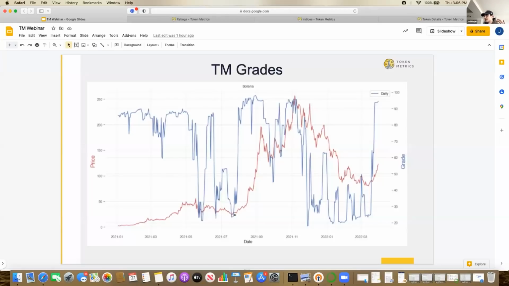For example, you can see that at this time here, our TM grade was extremely high for Solana, where it was trading around $30 or so. And it remained very high all the way up to the top. And we can also see that recently, for the past week or so, we also had a very high TM grade for Solana, around $100 or so. So that's just one example visually on how this TM grade changes with time and with prices.